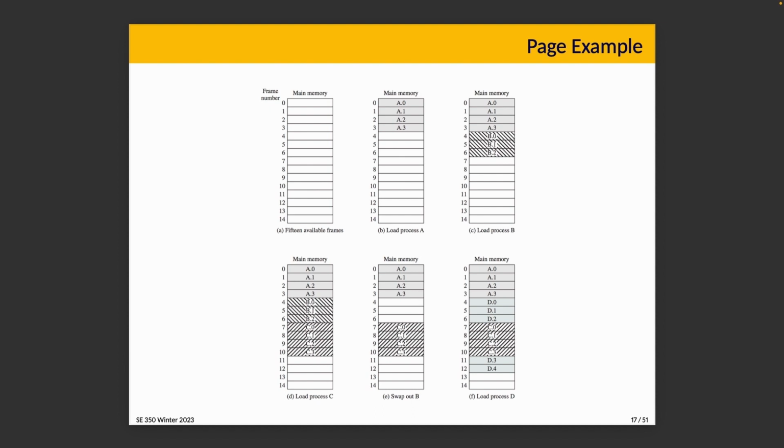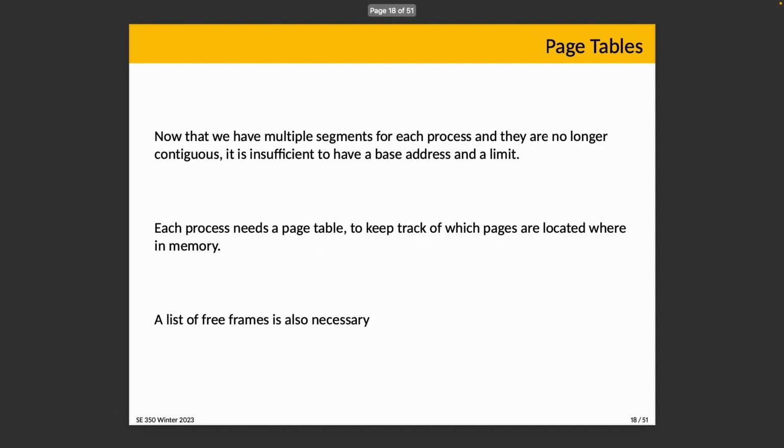And if we swap out B and we want to load process D, and process D requires 5 frames, under some earlier schemes we would have a problem. But in this case, it's perfectly fine. We can just assign pages D0, D1, D2 to frames 4, 5, and 6, and pages D3 and D4 to frames 11 and 12, even though there's no contiguous block of 5 free frames. So that's pretty cool. This allows us to have multiple programs in memory, and they don't have to be contiguous, and we have a pretty good way of looking up where anything is.